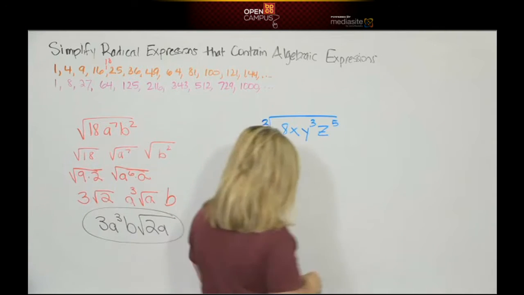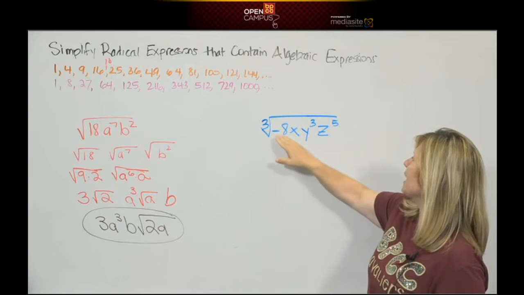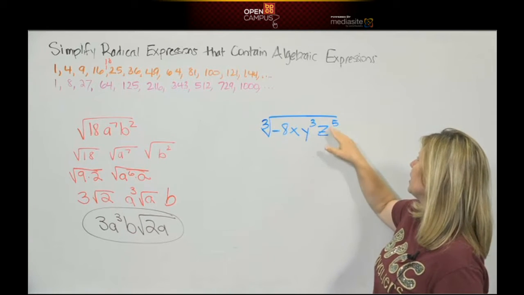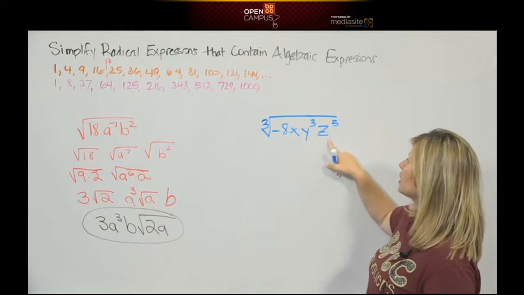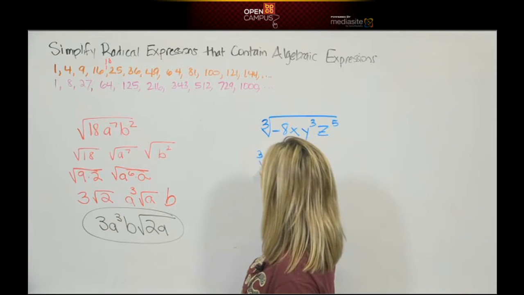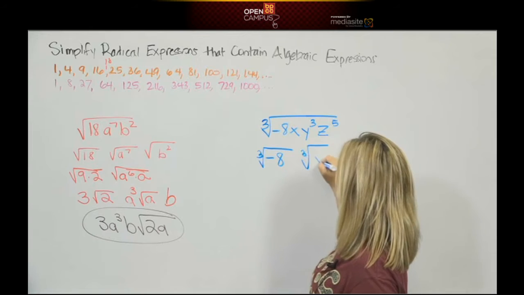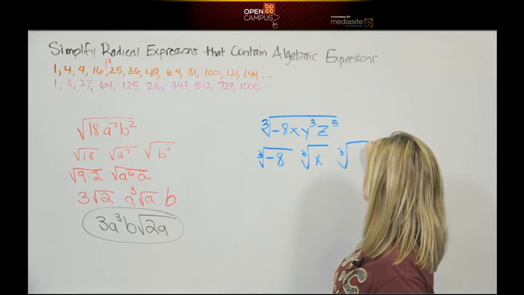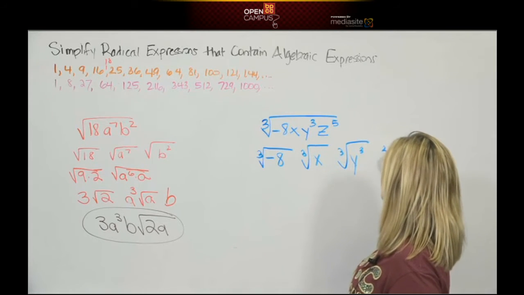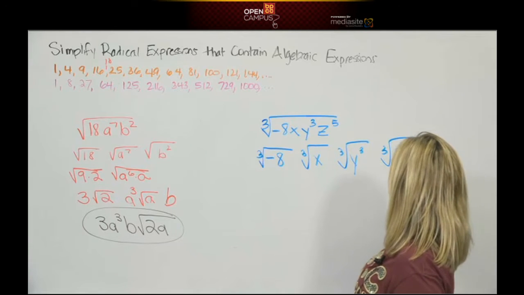Okay, let's try cube root. I have the cube root of negative 8xy cubed z to the 5th. Again, because this is all connected by multiplication, I can break this up. I'm asking you to do the cube root of negative 8. I'm asking you to cube root x. I'm asking you to cube root y cubed. And I'm asking you to cube root z to the 5th.